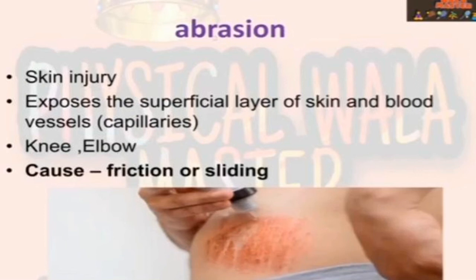The second one is bone injuries. There are various bone injuries that occur, which are simple fractures, compound fractures, complicated fractures, greenstick fractures, comminuted fractures, impacted fractures.